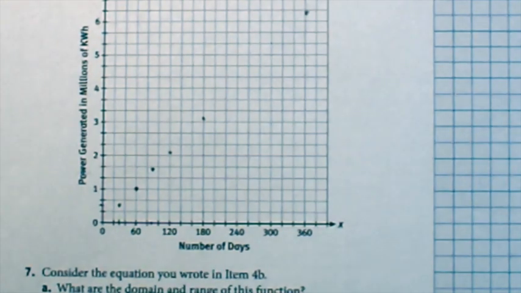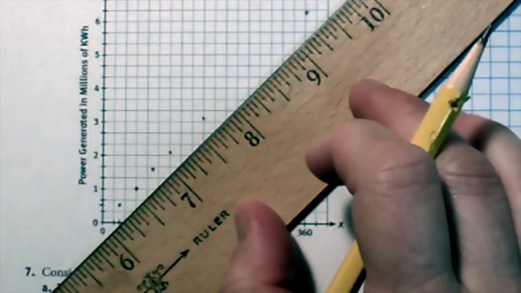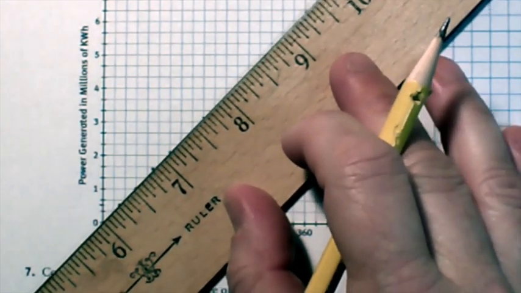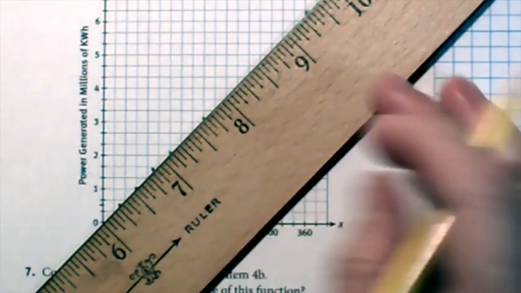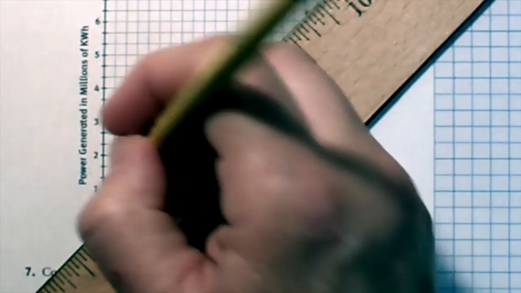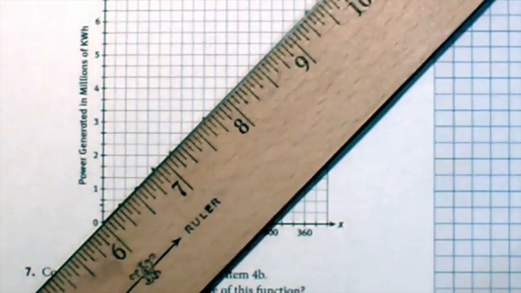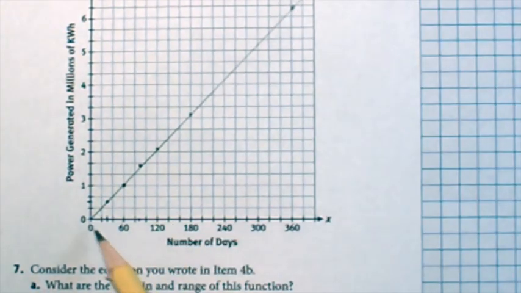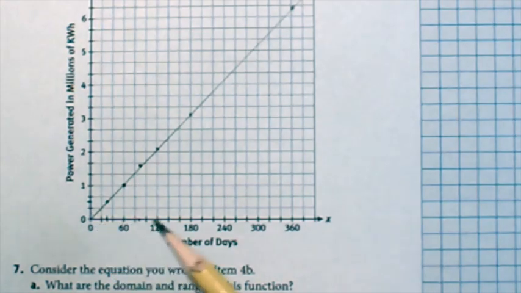And is it linear? We know that it should be linear based on the equation we started off with. I'd say that's pretty good given how funky their system is. We know it's directly proportional, so it should go through 0, and it does. So 0 days running those turbines, 0 power generated.